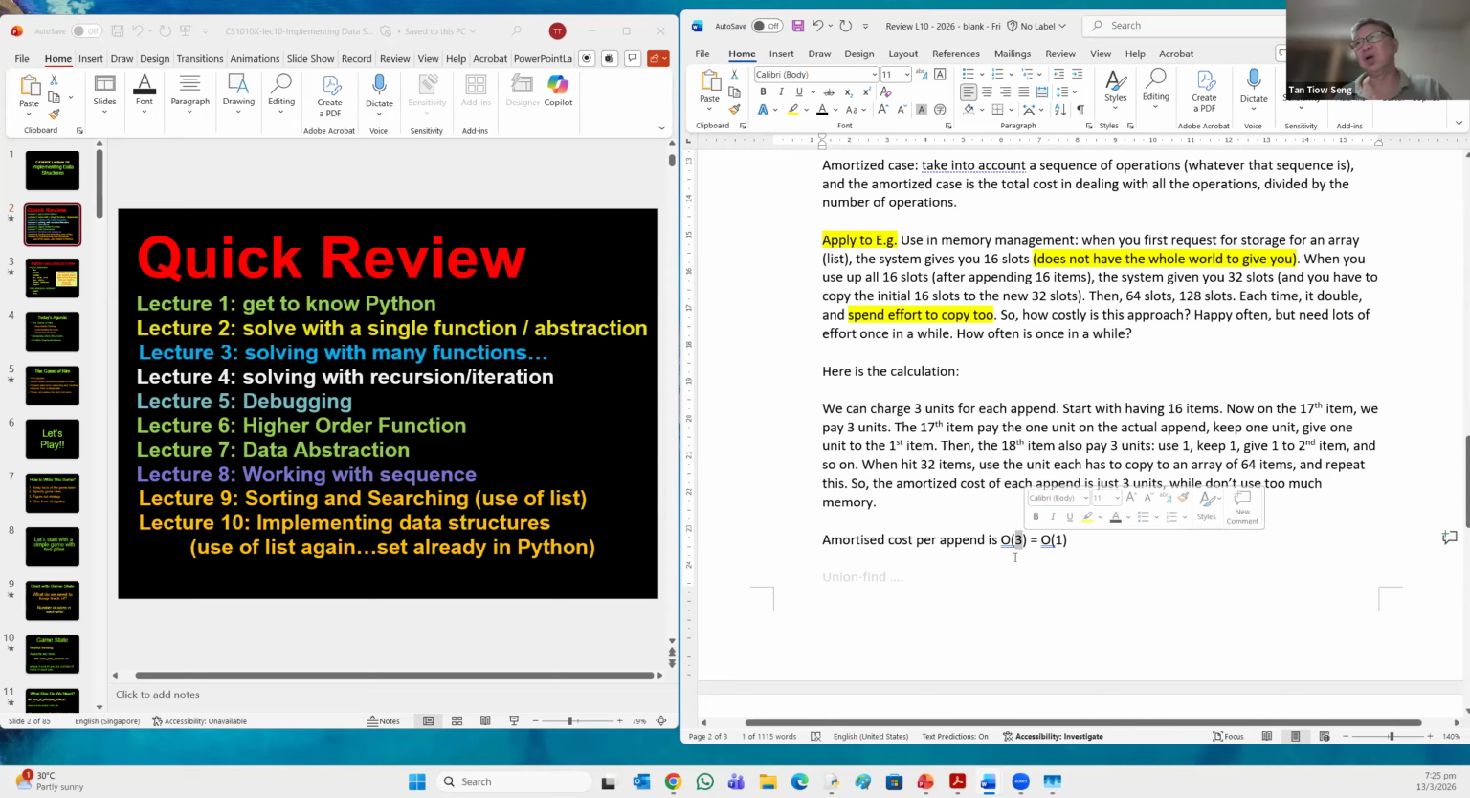As a result, when the time comes to do the copying, you are actually paying O of 3 only, and in fact, it's O of 1. So this O of 1 is the cost per append. Even though I don't give you the whole world, I'm also not penalizing you, because you are doing the append only in constant time each time. So are you okay? At this moment, it's good to take a pause. Give me a check.